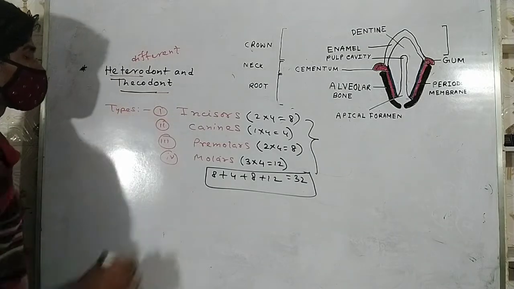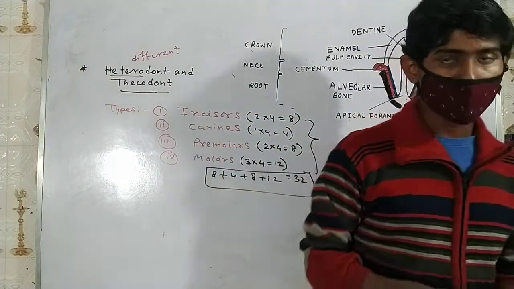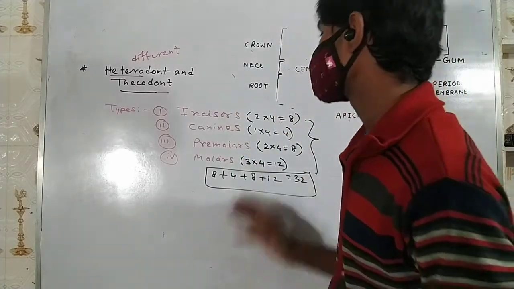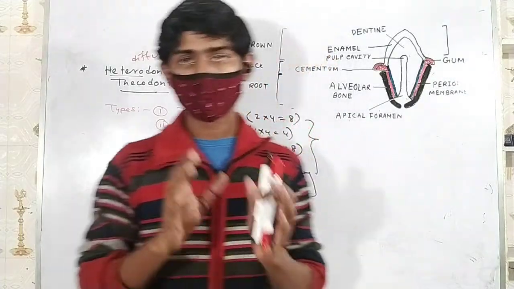And thecodont means the teeth are embedded in the socket of the jaw, and that's why they are called thecodont type. So these are the very important features of the human tooth.